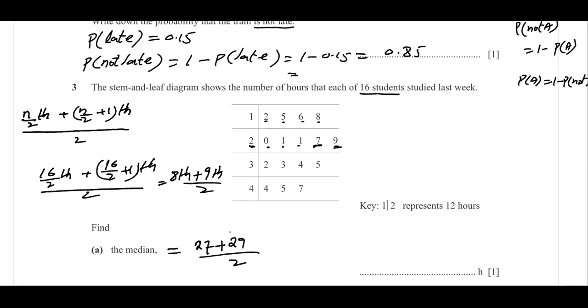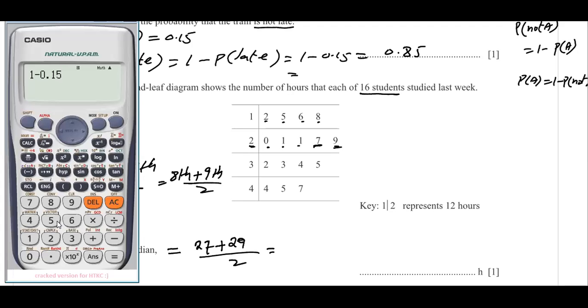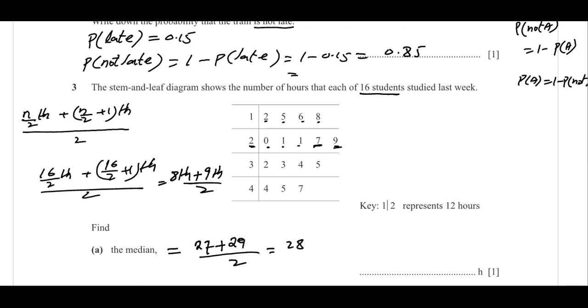The detailed lesson about the stem and leaf diagram is already available on the channel, so you can watch that also. So 27 plus 29 divided by 2. What will it give us? That will give us the median. So let's calculate: 27 plus 29 divided by 2. So 28 is the median for this data.